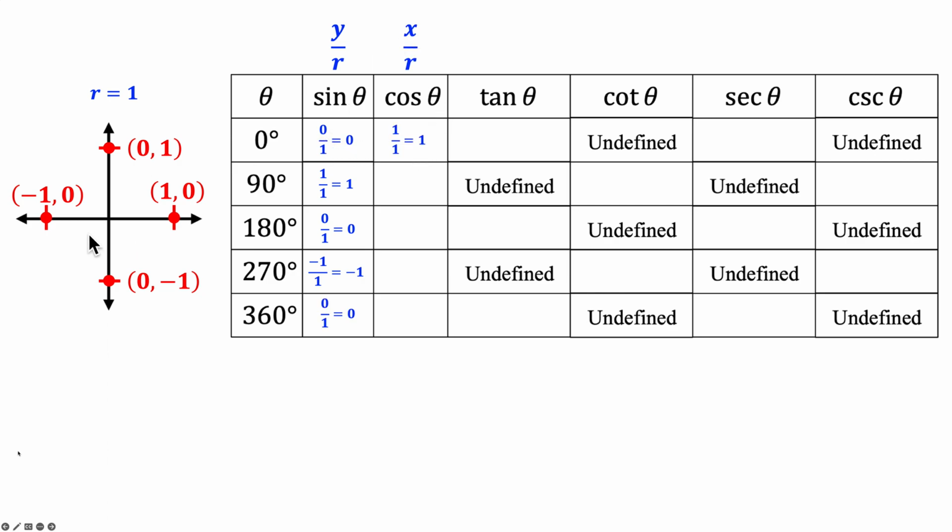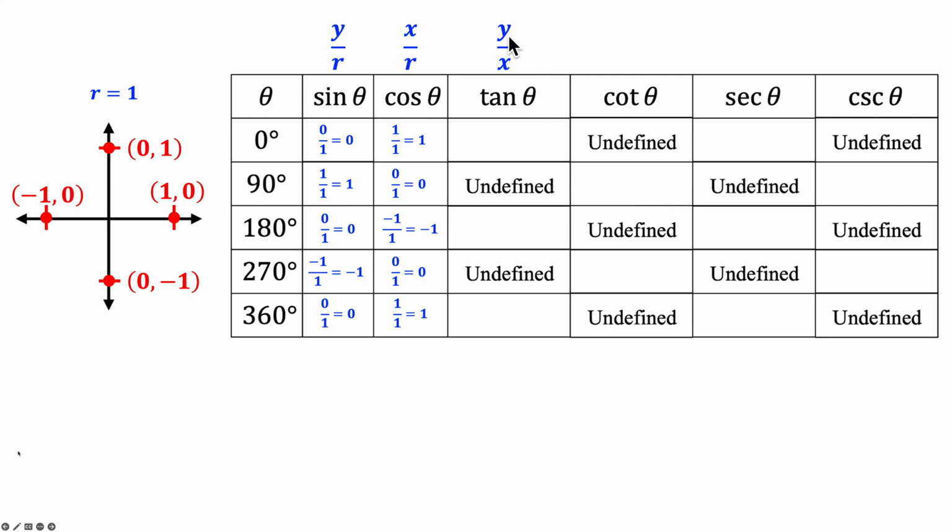Cosine of theta is x over r, so okay, x coordinate 1 over 1. 90 degrees, 0 over 1. 180 degrees, negative 1 over 1. 270, 0 over 1. And 360 should be back to the same as we had for 0, 1 over 1, which is 1.